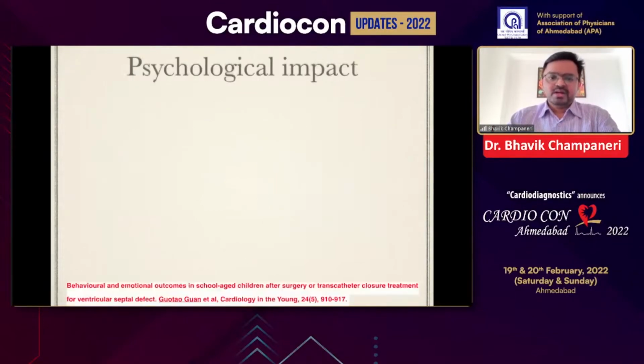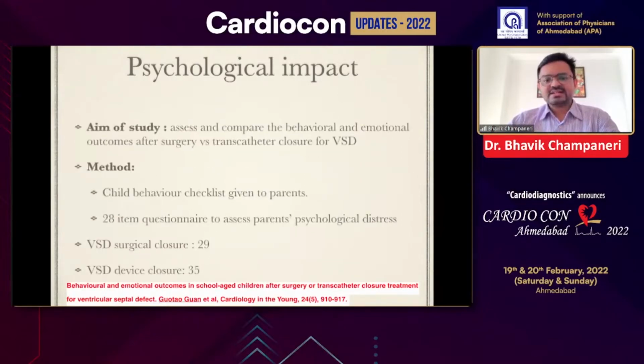Coming to psychological impact, this is an important paper published in Cardiology in the Young, where they studied the psychological impact of having a surgery versus having a device closure. In this study, they assessed and compared the behavioral and emotional outcomes after surgery or transcatheter closure of VSD. A checklist about the child's behavior was given to parents, and another 28-item questionnaire was also given to assess the parents' psychological stress after surgery or device closure.